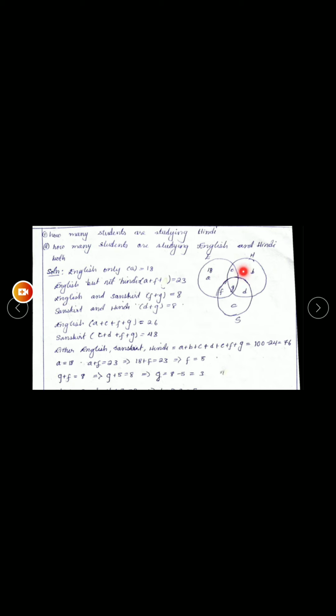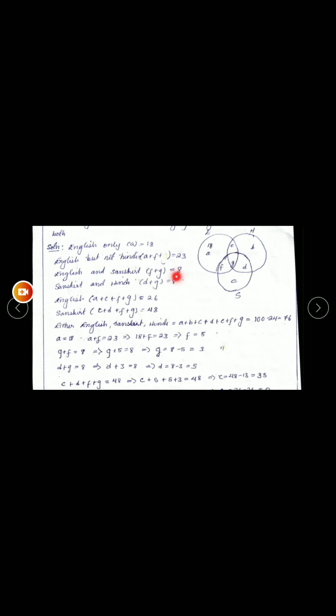A means 18. English but not Hindi means A plus F, which is 23. English and Sanskrit means the intersection F plus G, which is 8. Sanskrit and Hindi means the intersection is G and D, which is 8. English means all of A, E, F, G, which is 26.